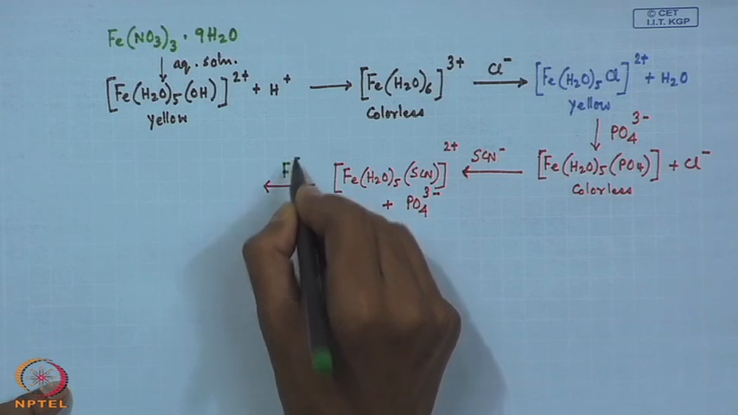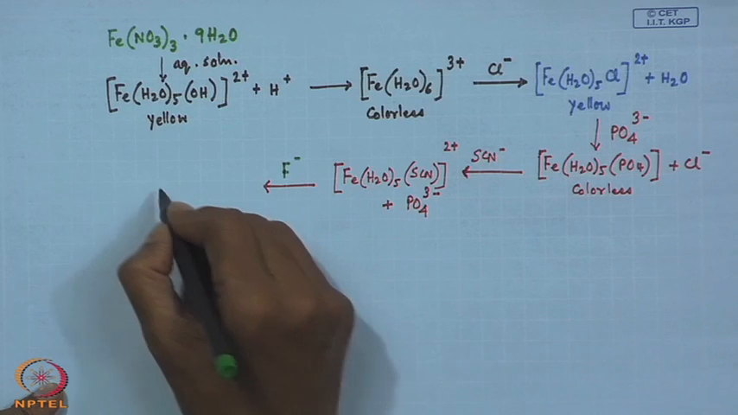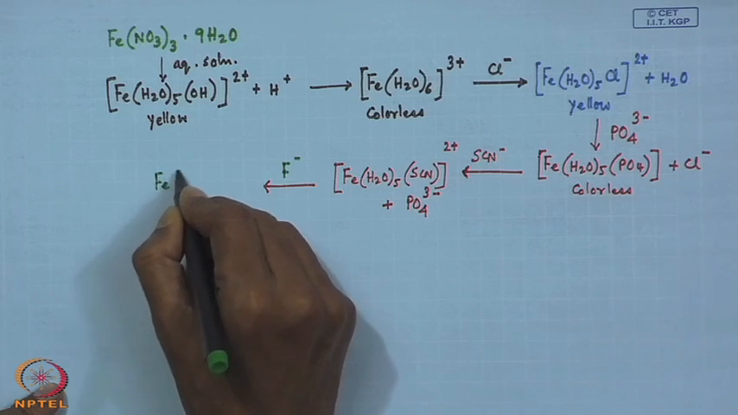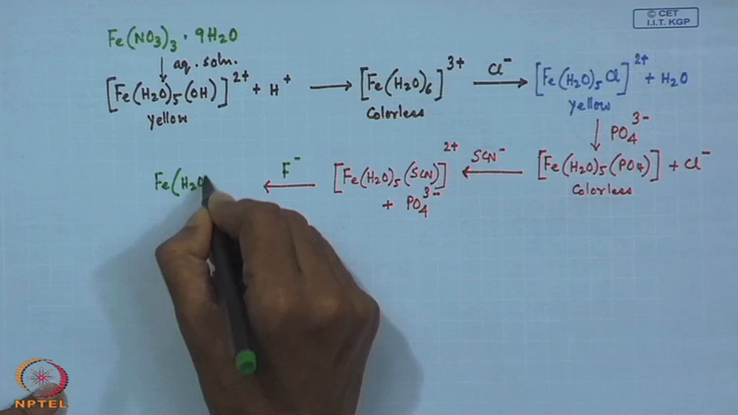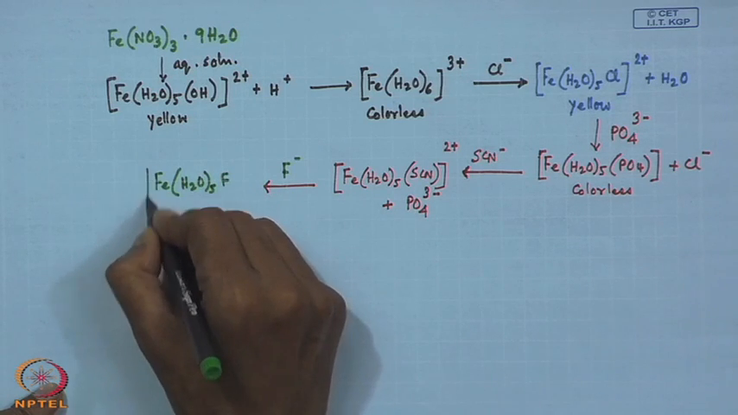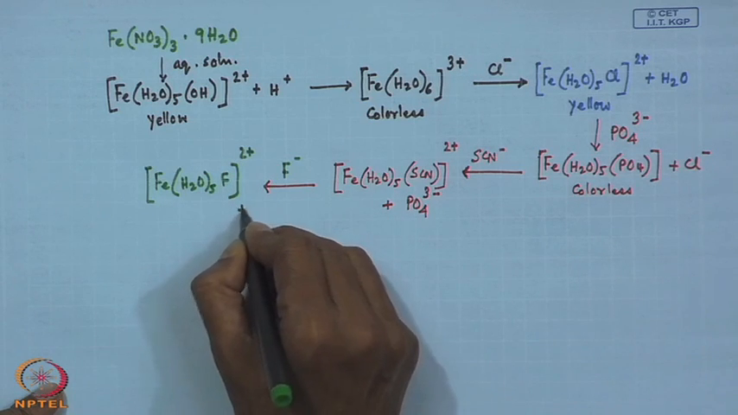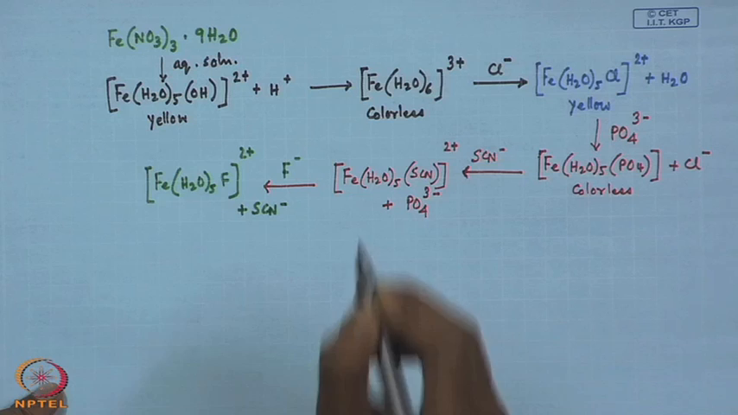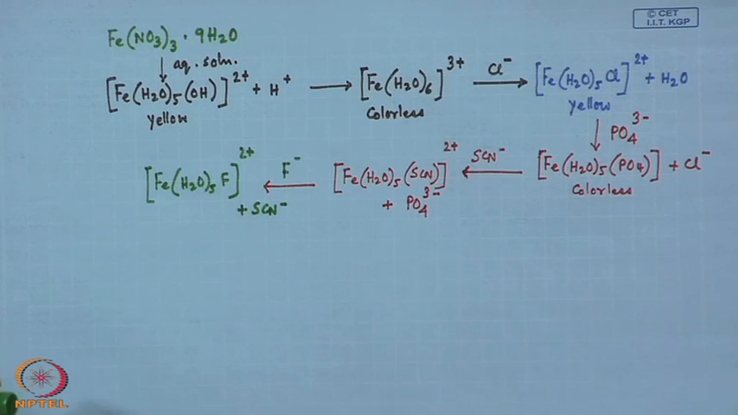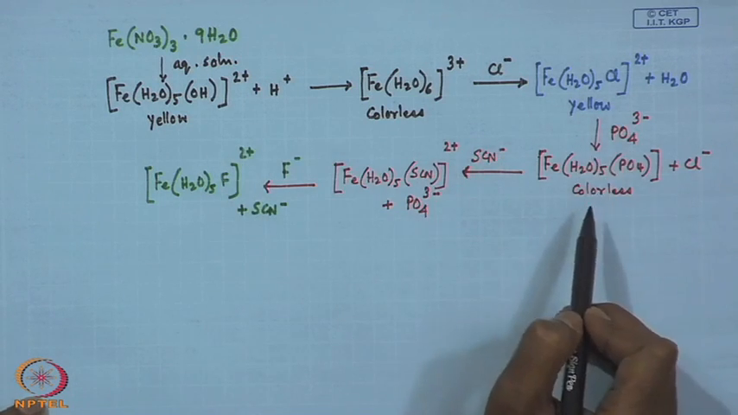This can further react with fluoride anion, unlike the chloride anion, because it can have stronger binding affinity. So, you have [Fe(H2O)5F]2+ plus SCN minus.